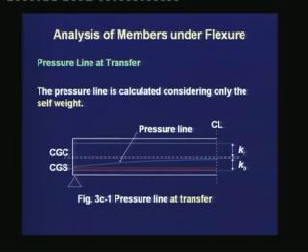In this sketch, the pressure line is calculated considering only the self weight of the beam. Here the tendon is at a constant eccentricity throughout the member, and due to the self weight, the C has shifted from the location of the tendon upwards. At the center, the moment is maximum for a simply supported beam, and the shift of C is also maximum. The blue line shows the locus of the C for the various locations along the span of the beam, and hence this is the pressure line at transfer. That means at transfer only the self weight is acting, and we are considering that this pressure line is due to the moment from the self weight.